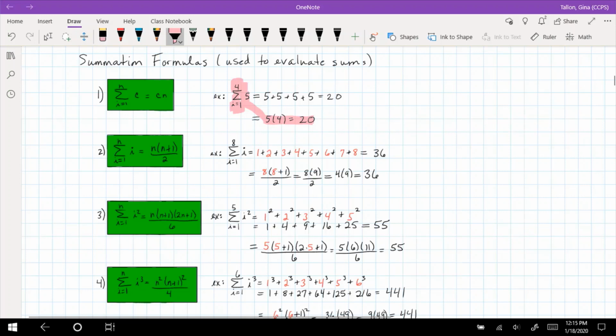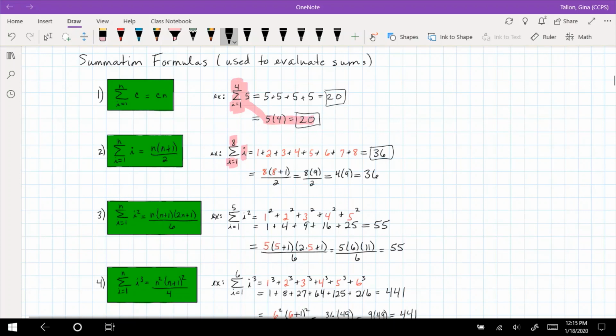Okay, the second summation formula is for the summation as i goes from 1 to n of just i. And that answer is n times n plus 1 divided by 2. Now let's see what that means. If I give you the summation as i starts at 1 and goes all the way to 8 of just i, it means I'm adding 8 terms. I'm starting with 1 and then 2, 3, 4, 5, 6, 7, 8. If I add those numbers up, I get 36. 36 is the answer to that summation problem, just like 20 was the answer up here. Got it 2 different ways.